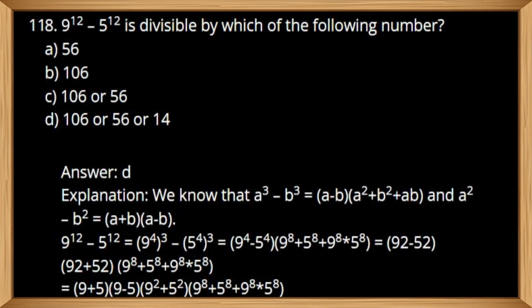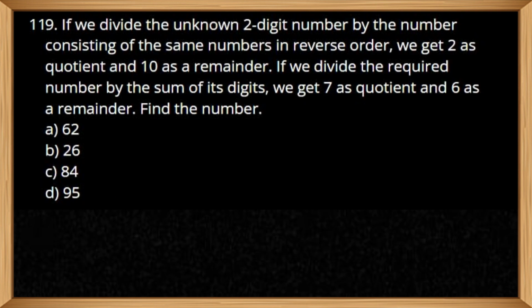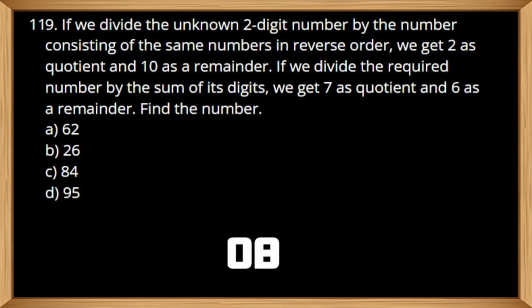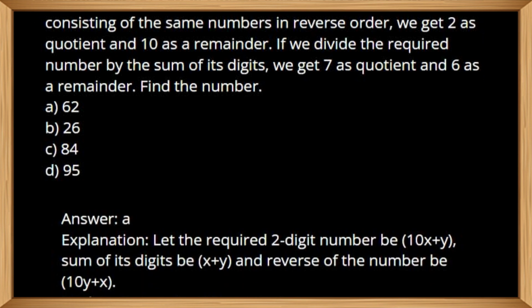Option D: 106 or 56 or 14. If we divide the unknown two-digit number by the number consisting of the same digits in reverse order, we get 2 as quotient and 10 as remainder. If we divide the required number by the sum of its digits, we get 7 as quotient and 6 as remainder. Find the number. Option A: 62.